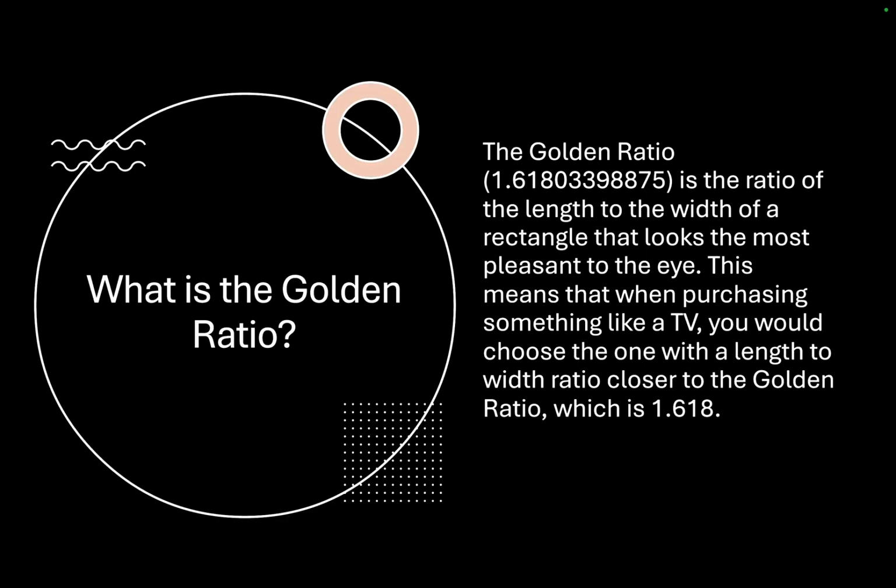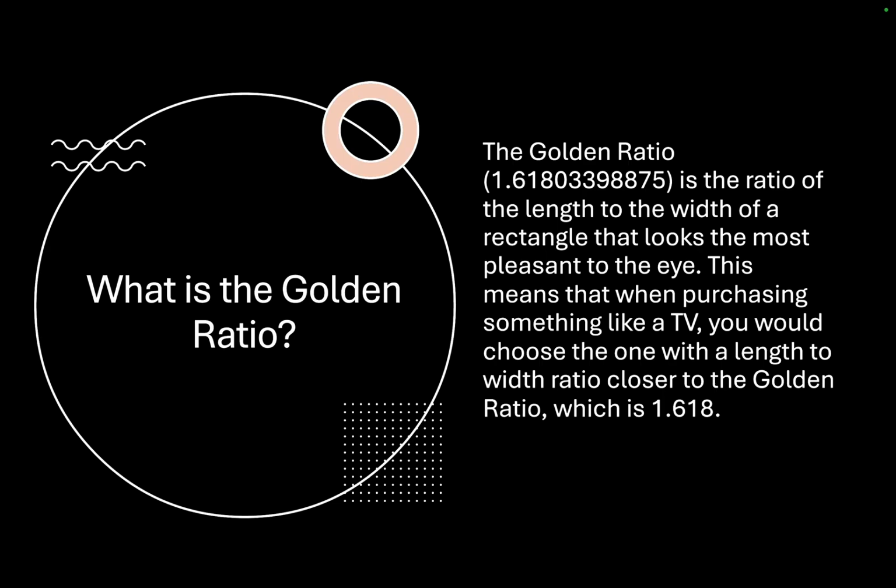So, what is the golden ratio, you might ask? The golden ratio, aka 1.61803398875, or just 1.618, is a ratio of the length to the width of a rectangle that looks the most pleasant to the eye. This means that, for example, let's say you're going to buy a TV.